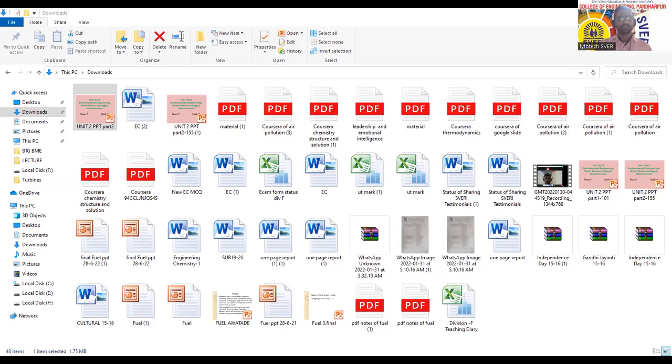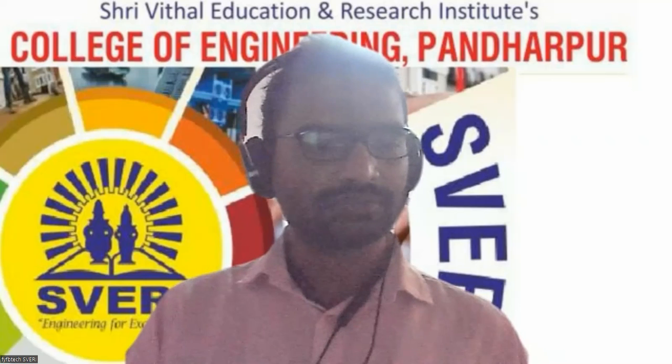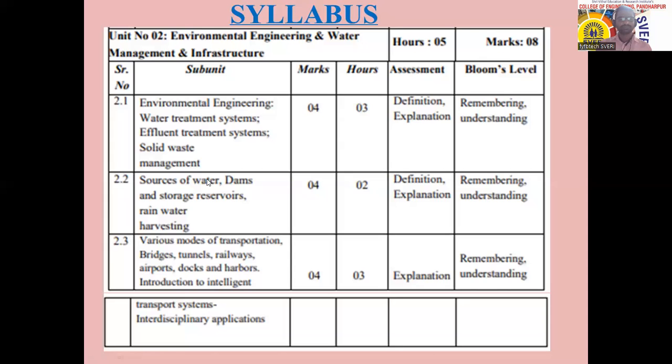See, this is the unit number 2 syllabus. Unit number 2, environmental engineering, that is water treatment system. We have completed water supply engineering, water treatment, WTP. Is the slide not visible? Okay, now is it visible? Yes, sir. Everyone? Yes, sir.